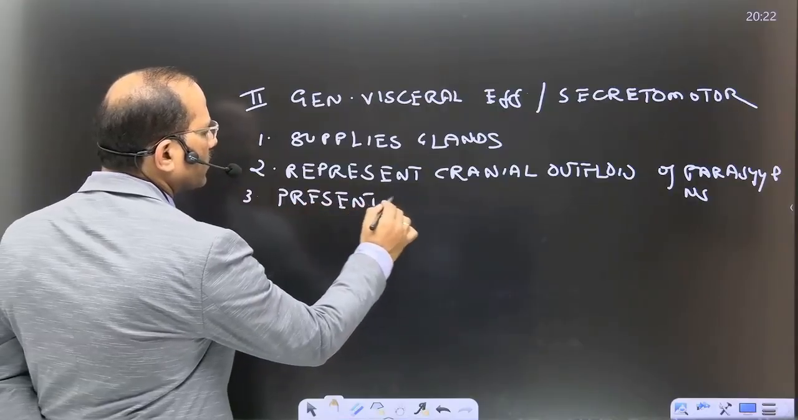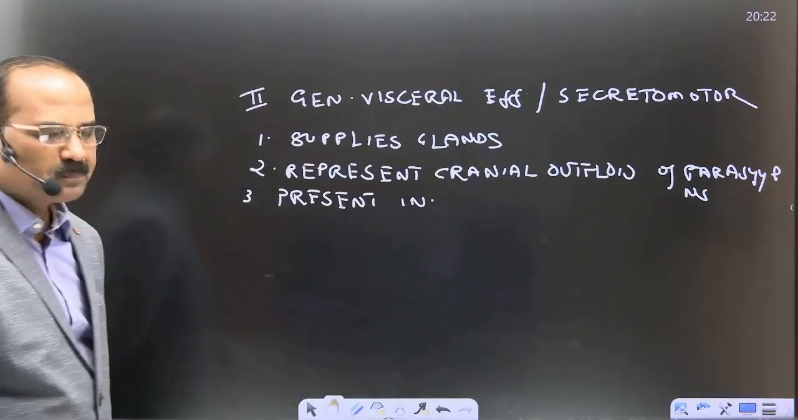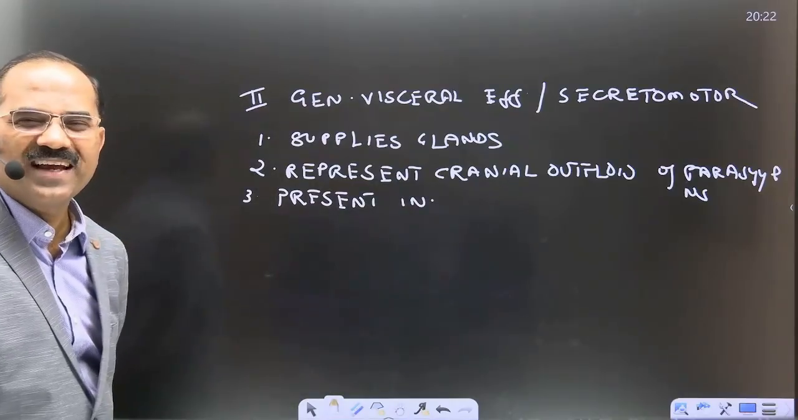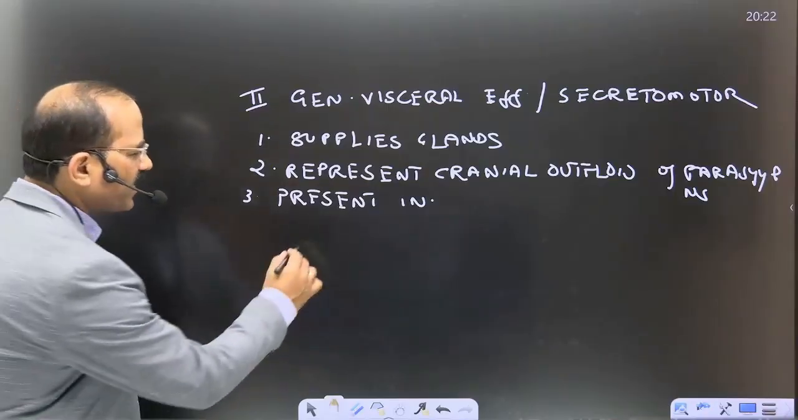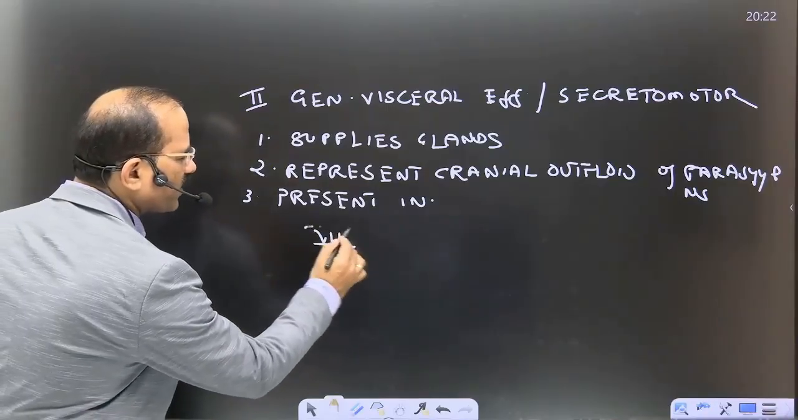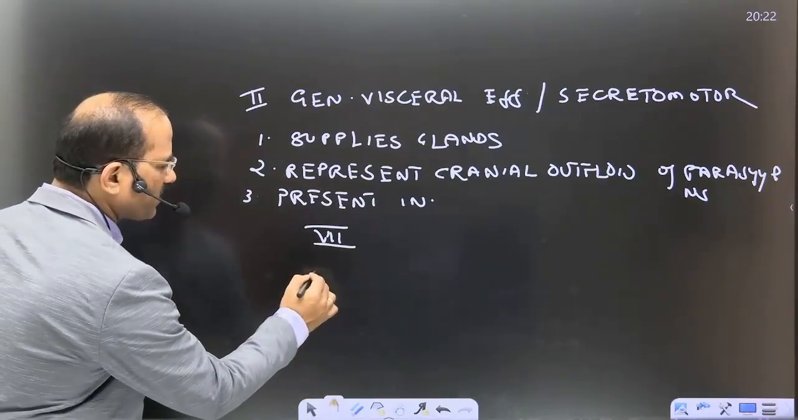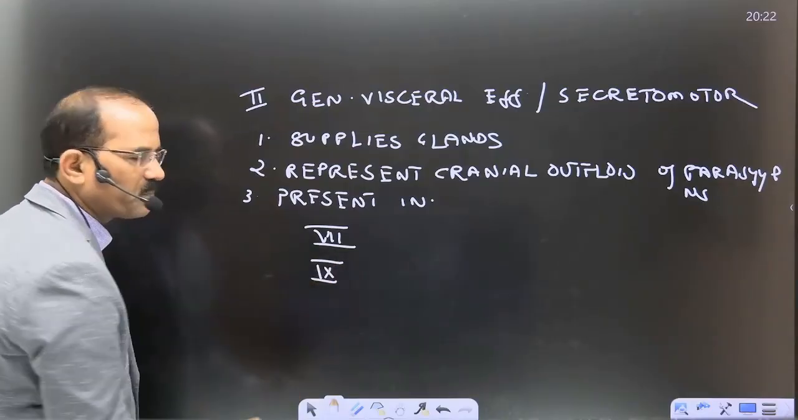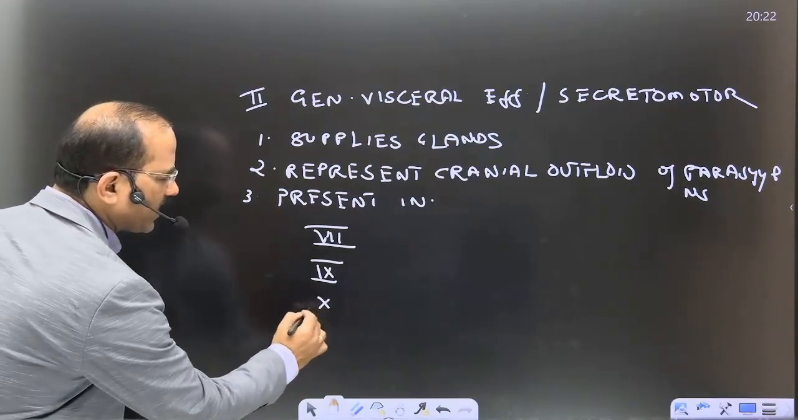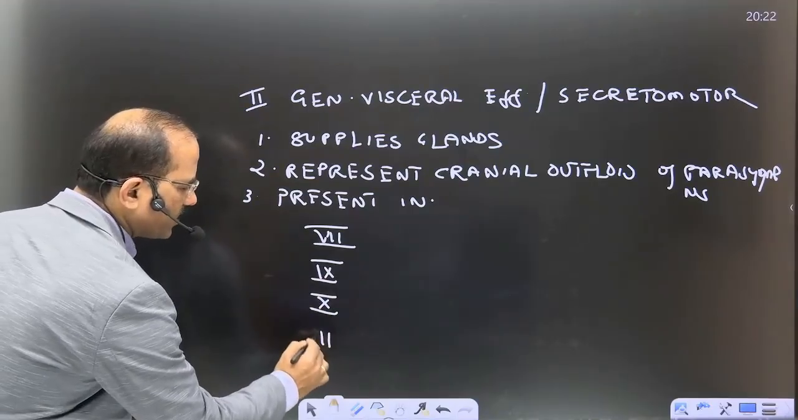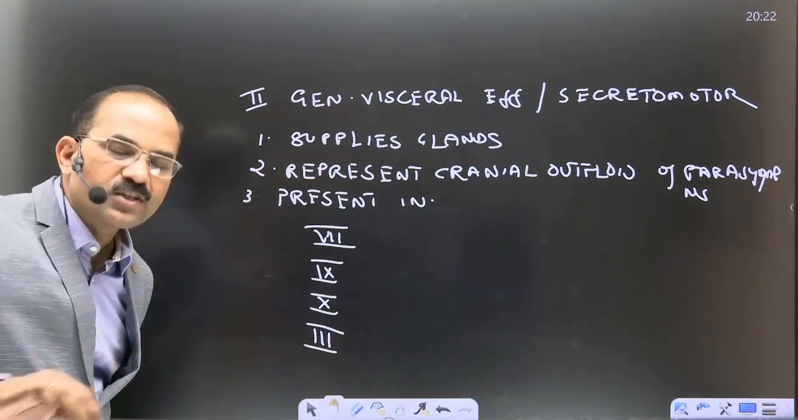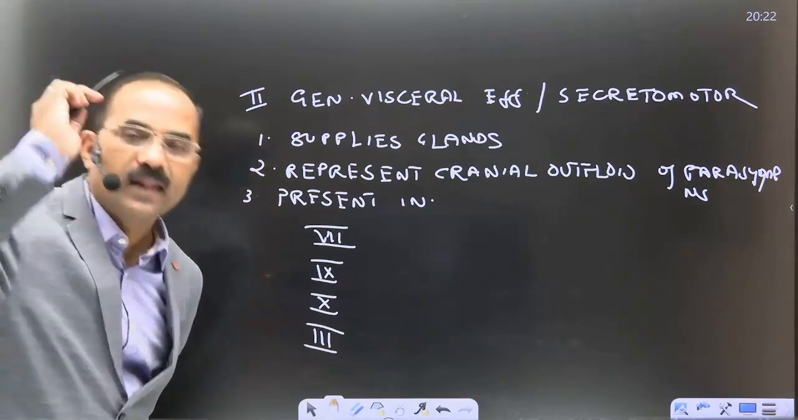which are the nerves which supply the glands? All the glands in the head and neck are supplied by which nerve? Facial nerve, right? Except parotid. Yes, except parotid, it is supplied by which nerve? Glossopharyngeal nerve. What does the vagus nerve supply? The glands of GIT. And the third nerve is an exception. Third nerve does not supply any glands.